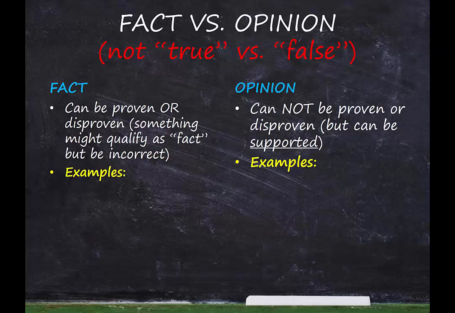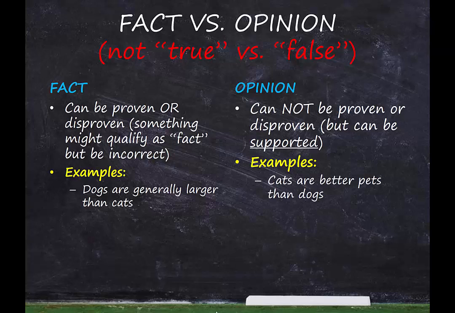So let's look at a few examples. Dogs are generally larger than cats. Can we prove or disprove this statement? Yes. We could round up every dog and cat in your hometown and measure them to find out. Even the fact that somebody's Maine Coon is bigger than somebody else's Chihuahua doesn't disprove this fact because it says generally, not always. Now let's look at an opinion.